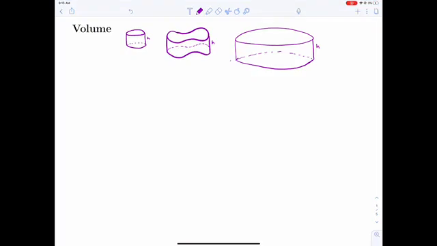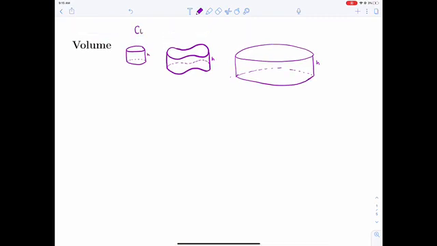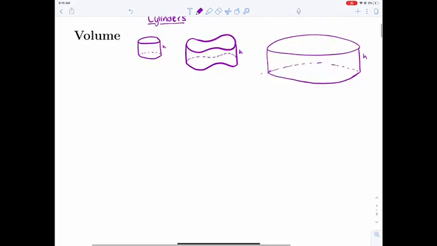Today we'll be discussing volume. So let's consider cylinders. How do we find the volume of a right circular cylinder? Well, a right circular cylinder has a base that's a circle.